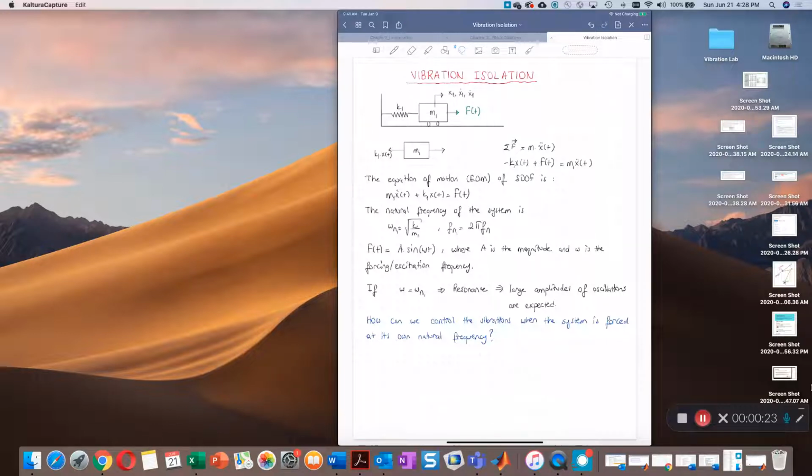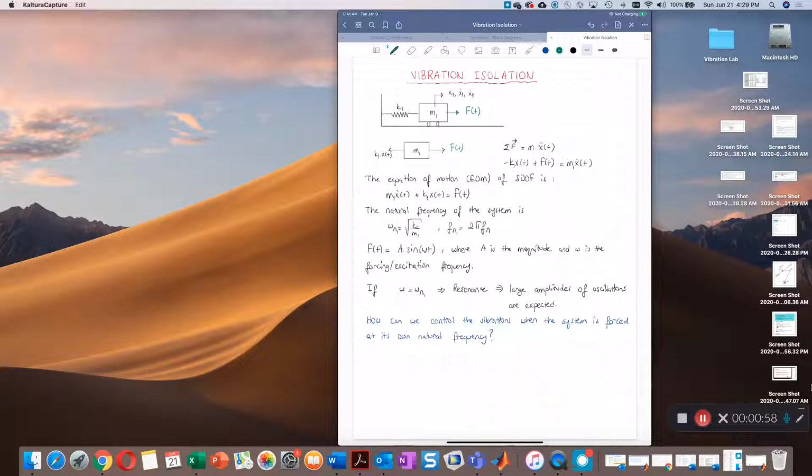The system is subjected to some force f of t, and I have a sliding cart M1 which is attached to a spring K1. Assume that I'm able to read either the position, velocity, or acceleration. To get to the equation of motion, because I have a 1 degree of freedom system, I have to draw a free body diagram. If you move the cart to the right by x, there is one opposing force from the spring, which is K1 times x of t. We have an excitation force F of t.